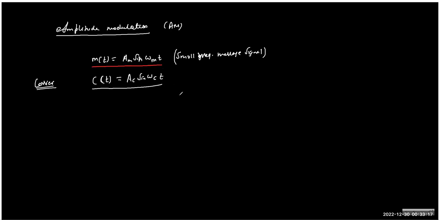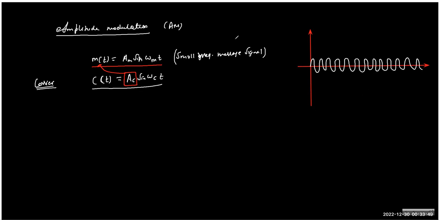This is your message. And what do you want to modulate? What kind of change do you want to bring? You want to make this Ac as per the message. So a regular sine wave, how do we plot it? Up and down, correct? A regular sine wave is this only. This is high frequency. And how are you going to plot the low frequency message signal?